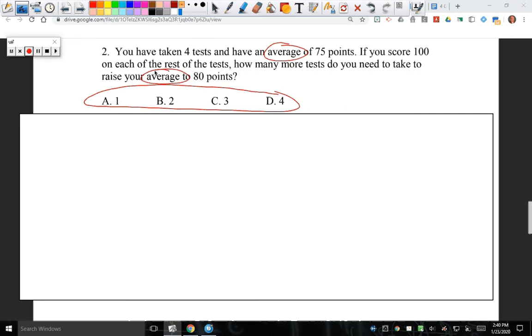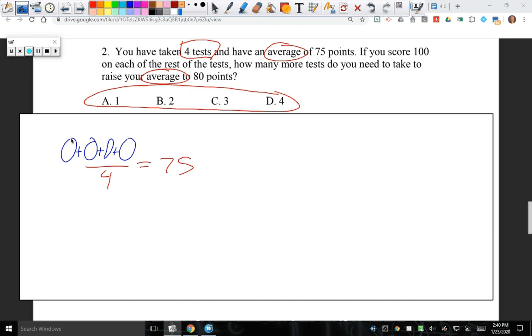Some of you actually do this, believe it or not, without knowing it, at home when you're like, oh man, what do I need on the next 3 tests to get this C? Or what do I need on the next 3 tests to get this A? Or whatever it is that you're trying to. And a lot of times we do it by trial and error, and it takes forever. Okay? There's an easy way to do this if you know how to set up the equation. If after 4 tests, the average is 75, you should be thinking this. Okay? That means you are adding 4 tests together, dividing by 4 to get 75.